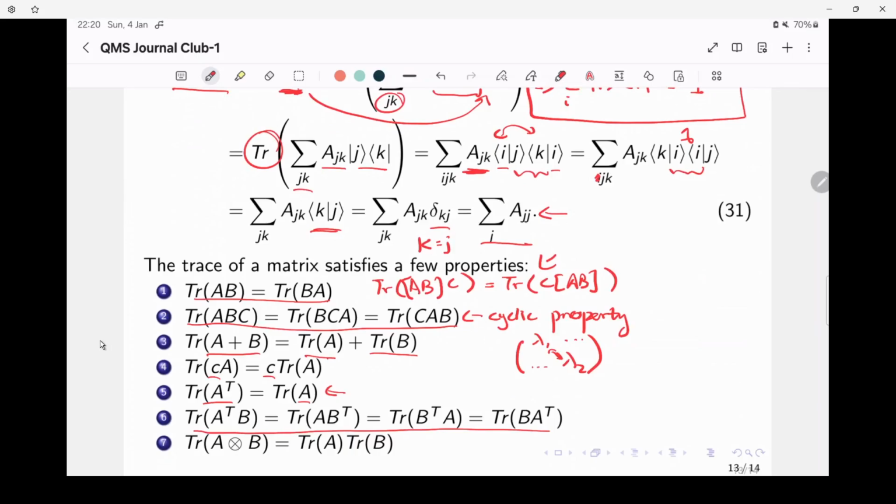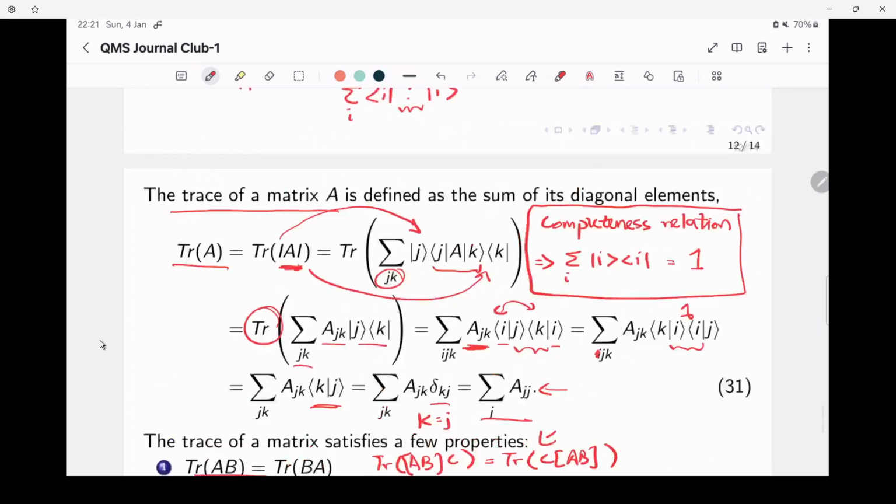How will you prove it? The way to show this is basically you have trace of A transpose B. So you can extract out the transposition, B T A.